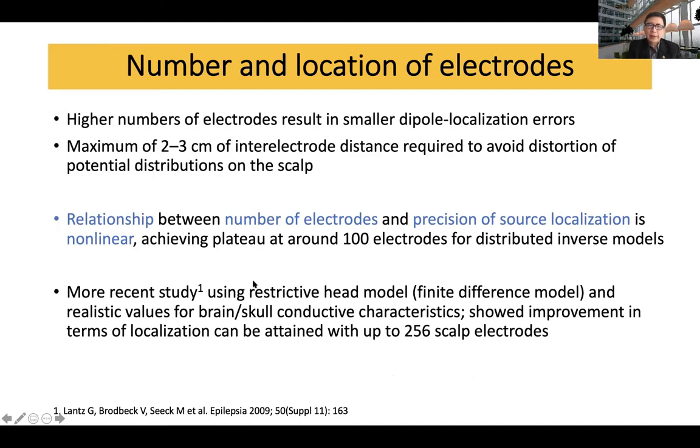However, more recently, studies using realistic head models with different models and realistic values of brain and skull conductivity characteristics show that improvement in terms of localization can be attained when we use electrodes up to 256 scalp electrodes.